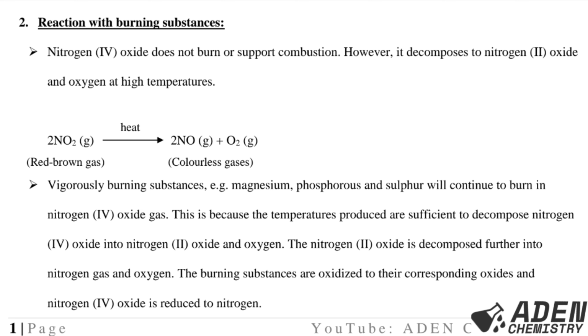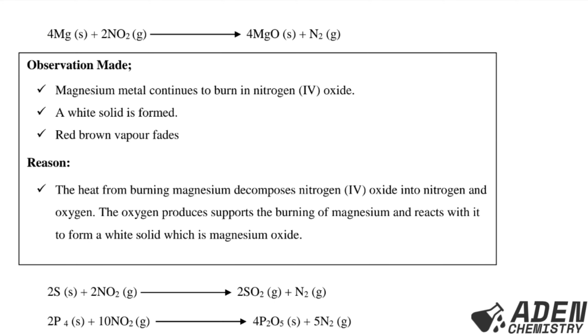So here, when we're dealing with this reaction of nitrogen peroxide with burning substances, we can see the oxidizing power of nitrogen peroxide, because it oxidizes these burning substances into their corresponding oxides, while itself getting reduced to nitrogen gas. Next, let's proceed and see the equations.